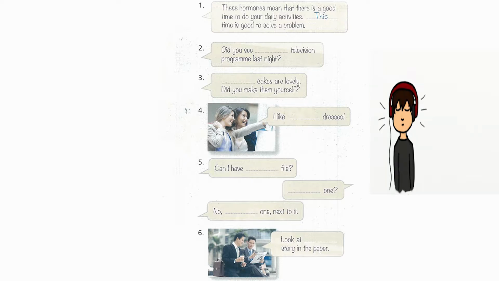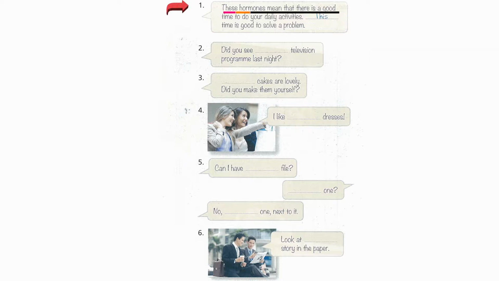You have the sentences on the screen. 1. These hormones mean that there is a good time to do your daily activities. This time is good to solve a problem. 2. Did you see the television program last night? But here we need either this or that. So it will be, did you see that television program last night?